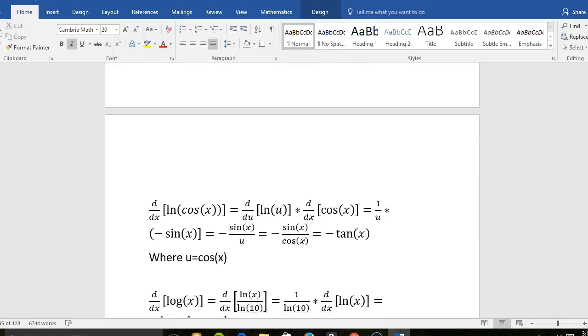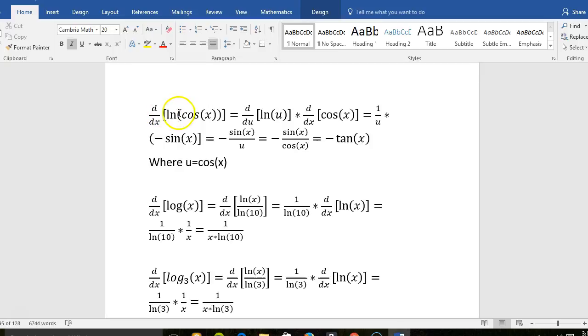So there's that. Now, the derivative of the natural log of the cosine of x, again, let u equal the cosine. You just get d by du of ln u times d by dx of the cosine of x. That's 1 over u times the negative sine of x.